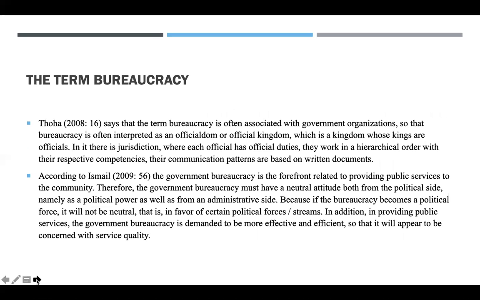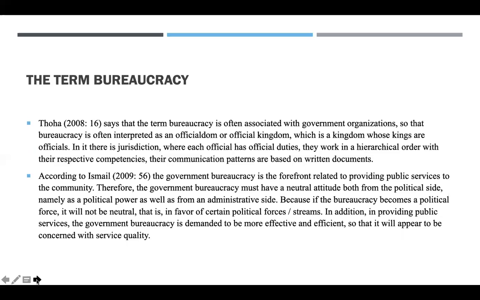And then the term of bureaucracy, Toha says, is often associated with government organization. Bureaucracy is often interpreted as an officialdom, or official kingdom, which is a kingdom whose kings are officials, in a jurisdiction where each official has official duties. They work in a hierarchical order with their respective competencies. Their communication patterns are based on written documents.